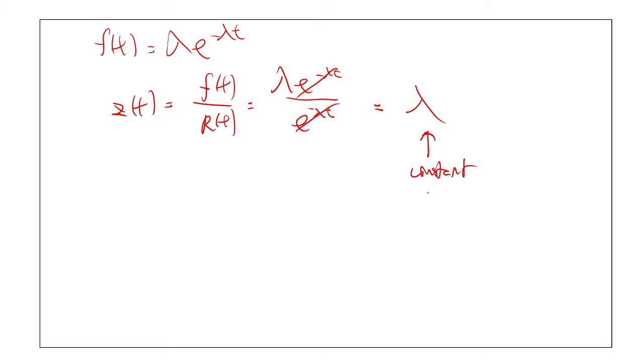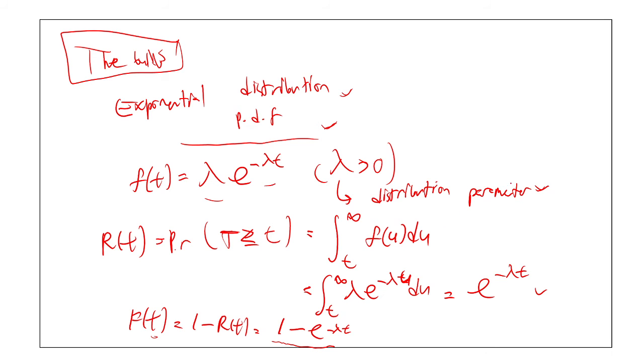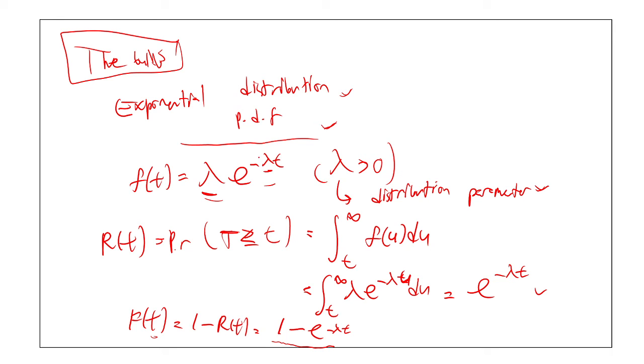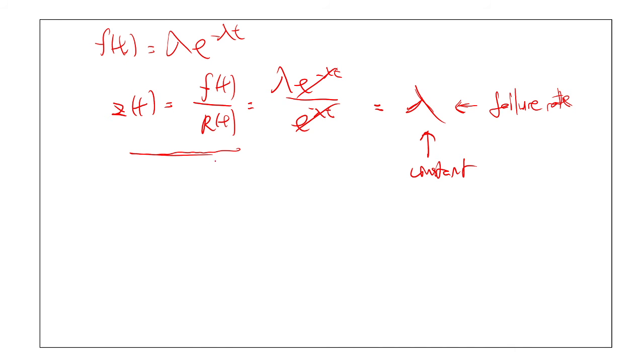At the beginning, I said lambda is the distribution parameter for the exponential distribution, but now, after doing the mathematics here, we can conclude that the failure rate function for the exponential distribution is just lambda. So lambda here is a constant, independent of time. So for the exponential distribution, we call lambda the failure rate. The parameter that you see as lambda here is the failure rate, because it is derived from the failure rate function.